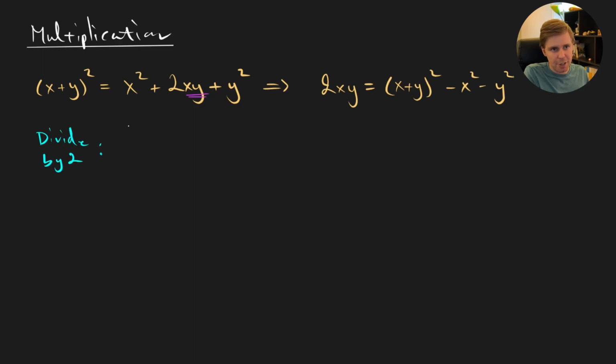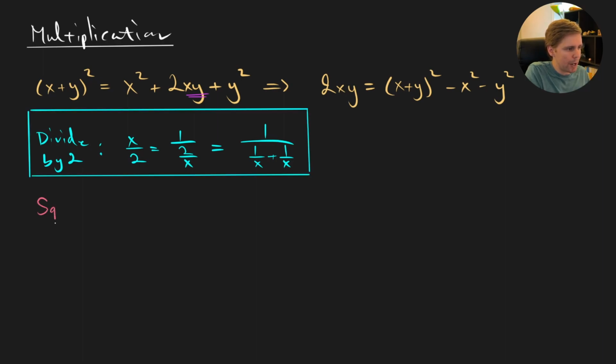Well, we have subtraction and reciprocals. Thinking along the line of taking reciprocals, x divided by 2 is the same thing as 1 over 2 divided by x, and this is just 1 over 1 over x plus 1 over x. And again, we know how to add in terms of subtraction, so this is a perfectly valid formula for our case. Now, what about squaring?